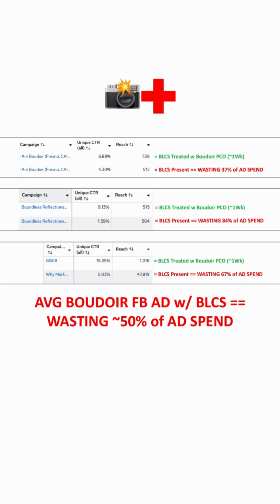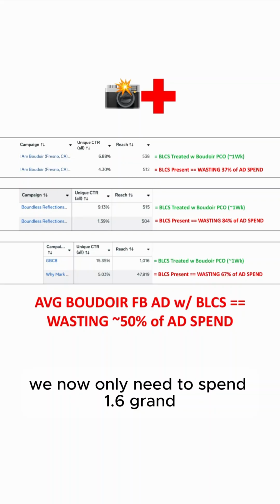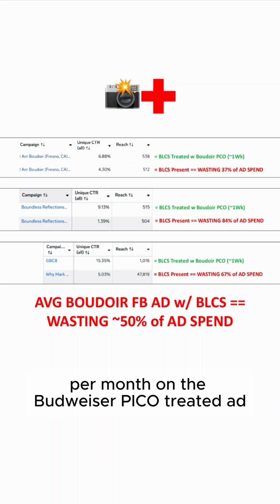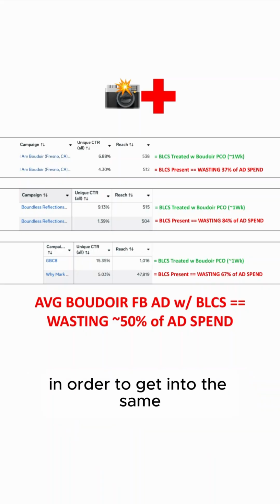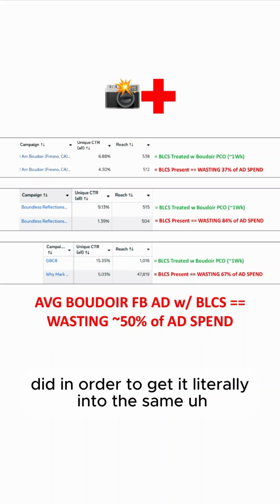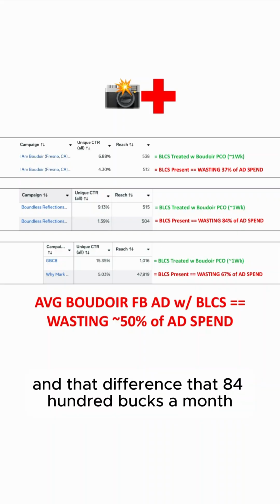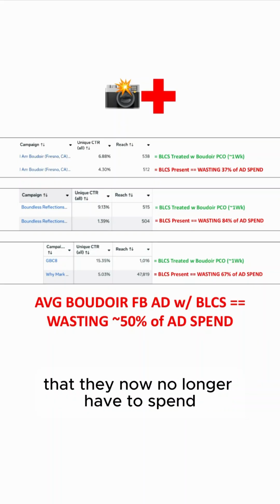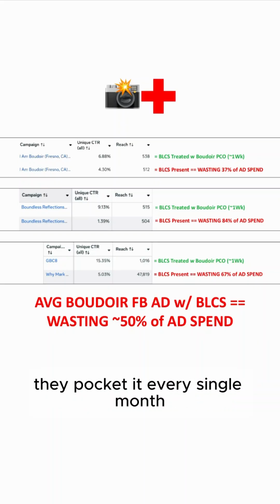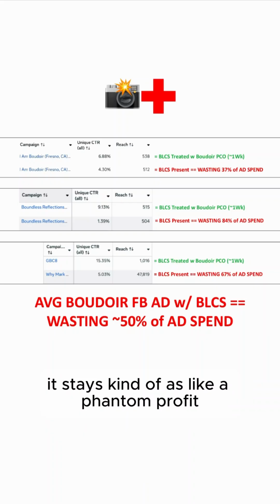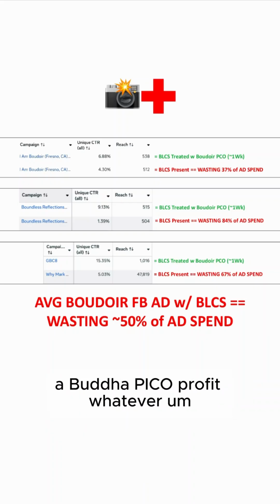As a result, if they were spending 10 grand a month on that original Boudoir Facebook ad, we now only need to spend 1.6 grand per month on the Boudoir Pico treated ad in order to get it literally into the same number of women's brains. And that difference, that $8,400 a month that they now no longer have to spend, they pocket it every single month. They don't have to spend it. It stays kind of like a phantom profit, a Boudoir Pico profit, whatever.